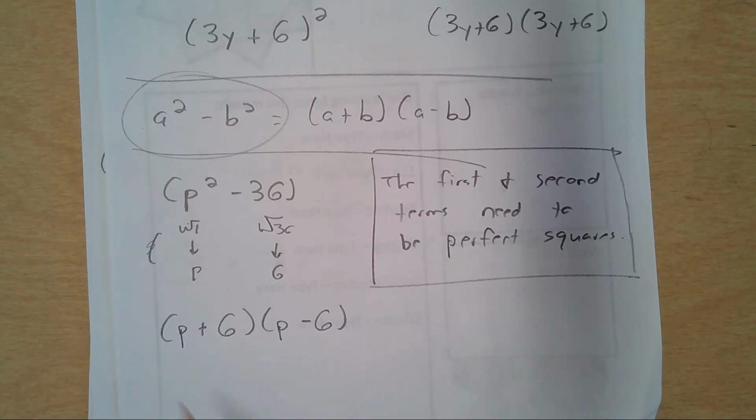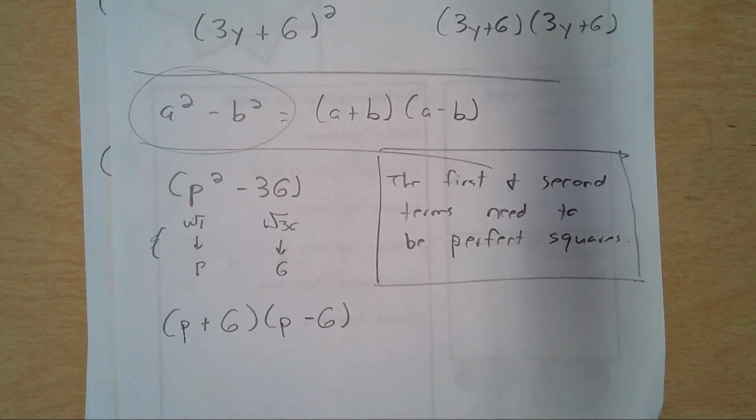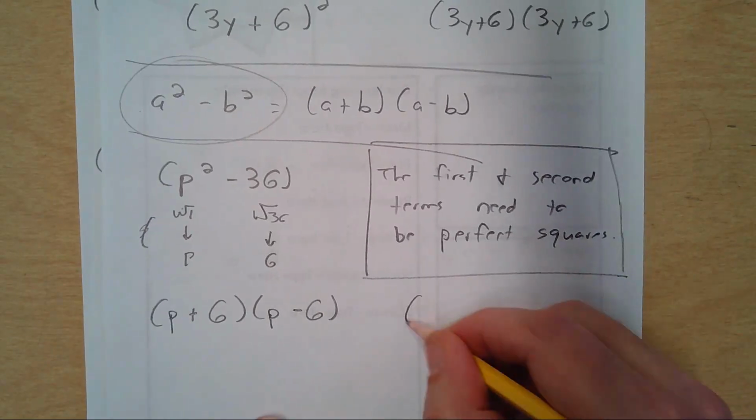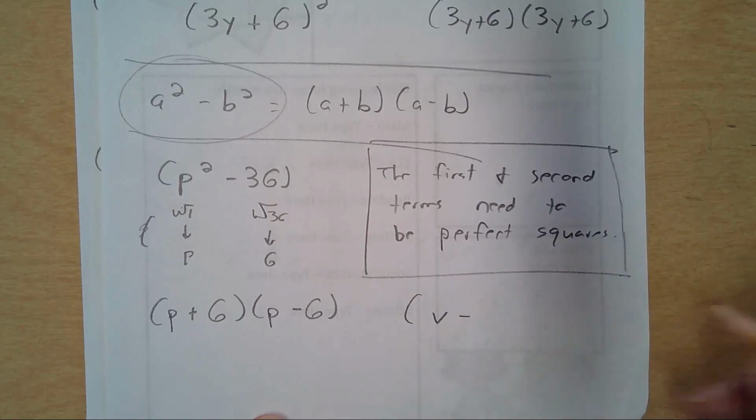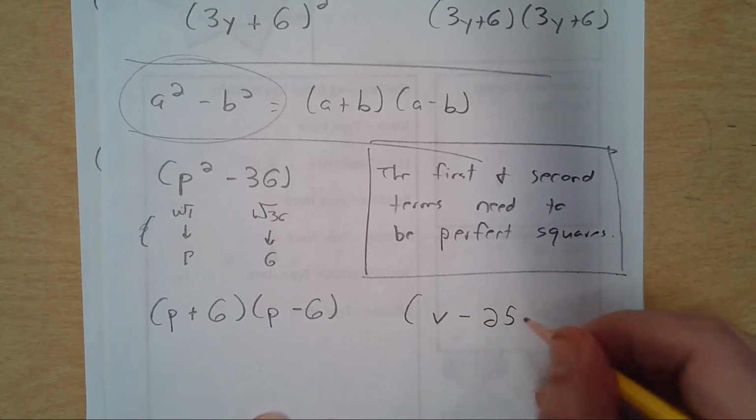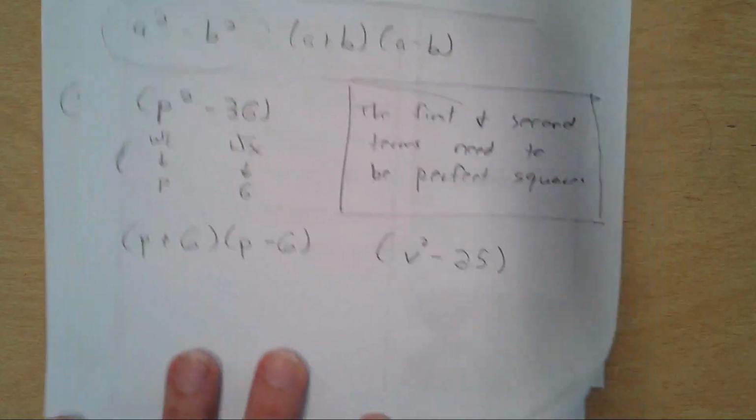So put it all together, there's my p squared minus 6p plus 6p. They cancel out. 6 times negative 6. There it is there. What if I gave you v squared minus 25? What would that one turn into?